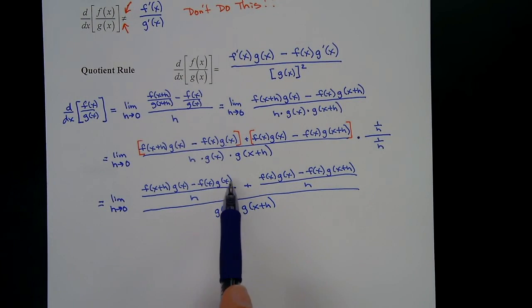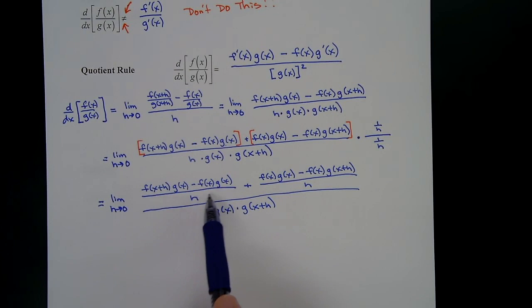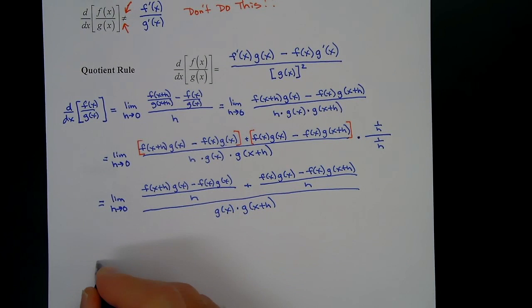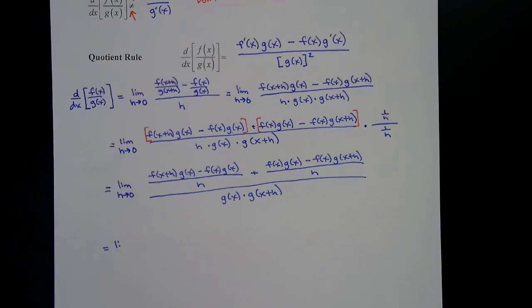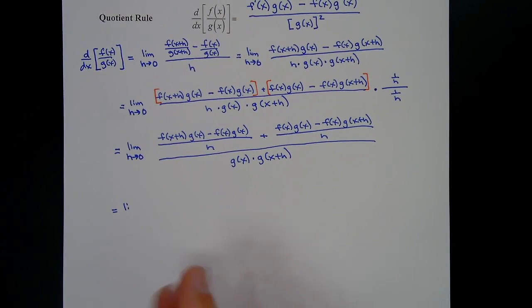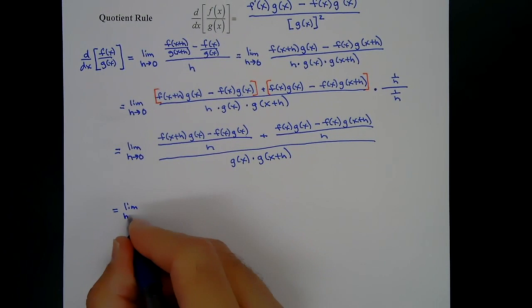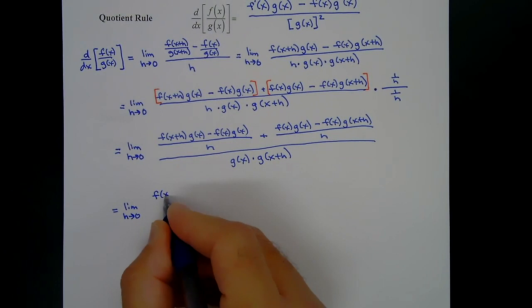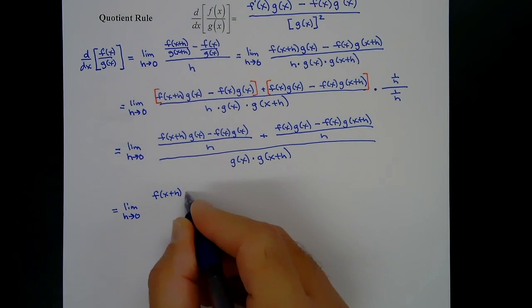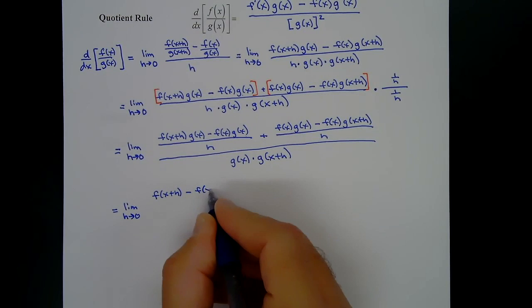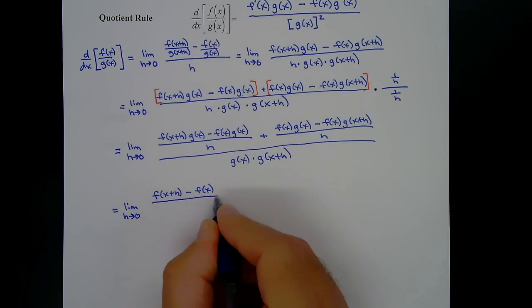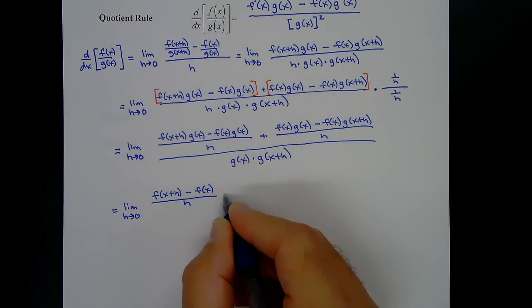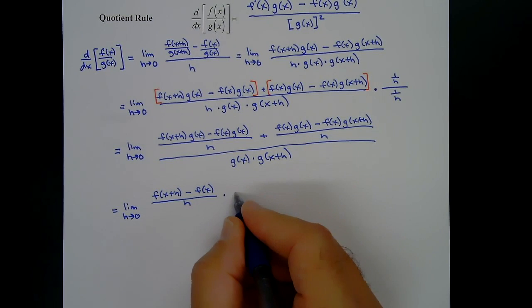Okay, so do you see something right here that we could pull out? And it would be the g of x. So this becomes the limit, I'm going to slide it up so we don't lose it. The limit as h approaches 0 of f of x plus h minus f of x over h times g of x.